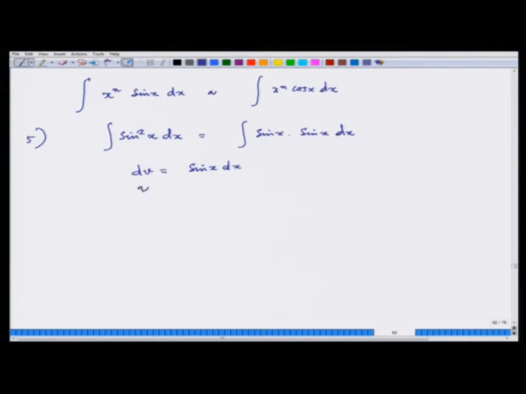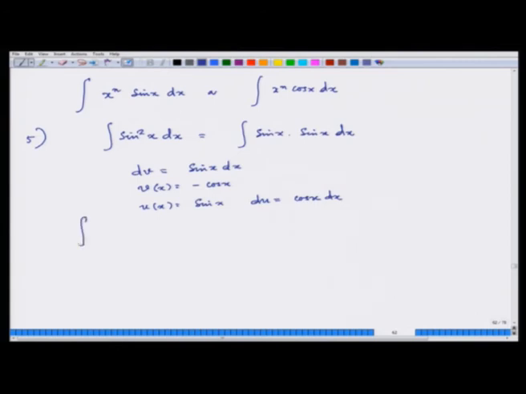So my v(x) should be, just like the previous one, minus cos x. So my u(x) is equal to sin x. So my du is equal to cos x dx. So this is the only information I have now. This is guesswork, I am just trying to break it up.